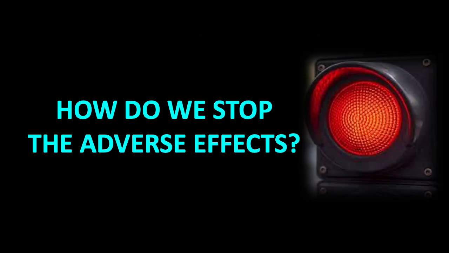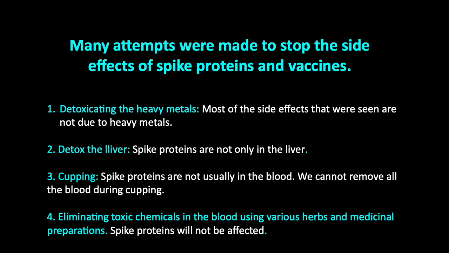How do we stop this adverse effect? We already got spike protein because we had already got COVID one time, or sometimes we get the vaccines. So how do we stop this adverse effect? Okay, many attempts were made to stop the side effects of spike proteins and vaccination. We see a lot of people trying to help, trying to create ways to stop it. One of the common ones is detoxifying the heavy metals. Okay, you detox the heavy metals because they believe that vaccine comes with heavy metals.